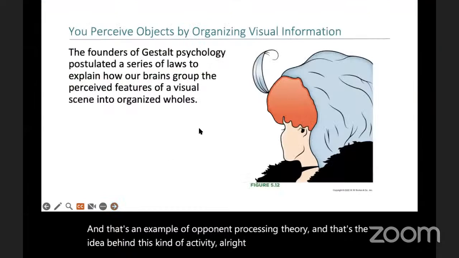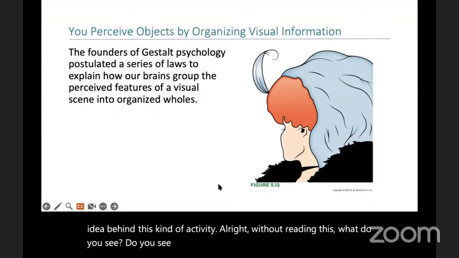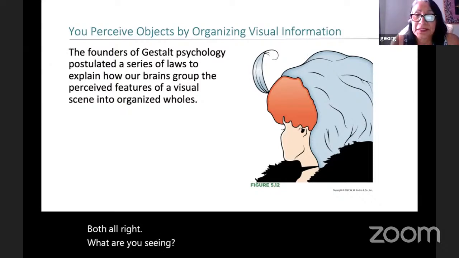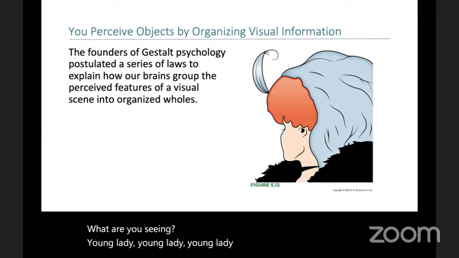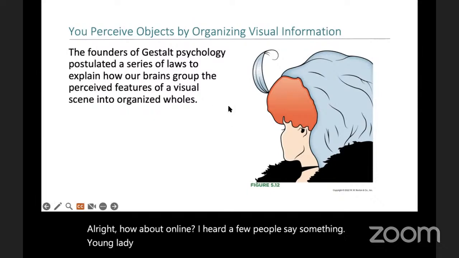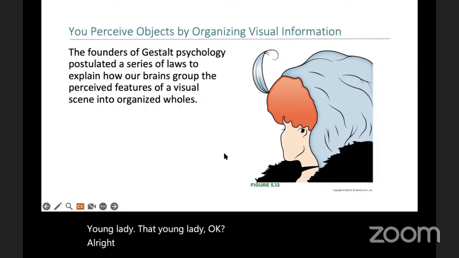All right, without reading this, what do you see? Do you see a young woman or an old woman? Both. All right. What are you seeing? Okay, young lady. A young lady. Young lady. All right. How about online? I heard a few people say something. Young lady. Young lady. Okay. All right. Most are seeing the young ladies.